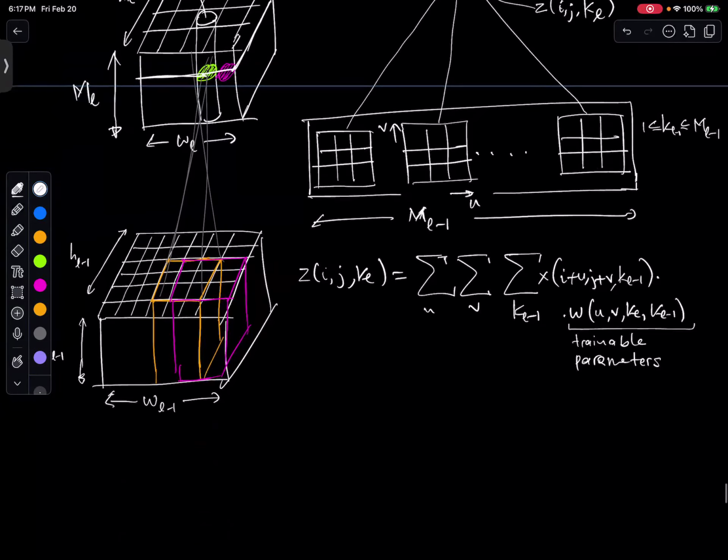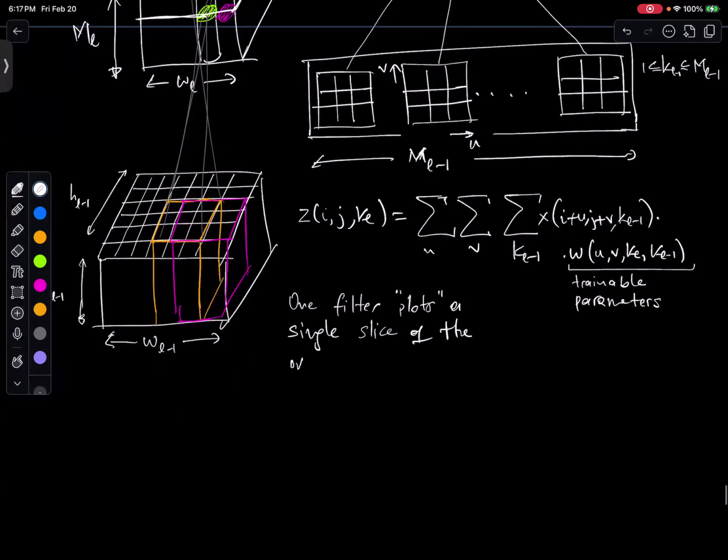Okay, so let me write this down. So the one filter plots one single slice of the output feature map volume, which of course begs the question.